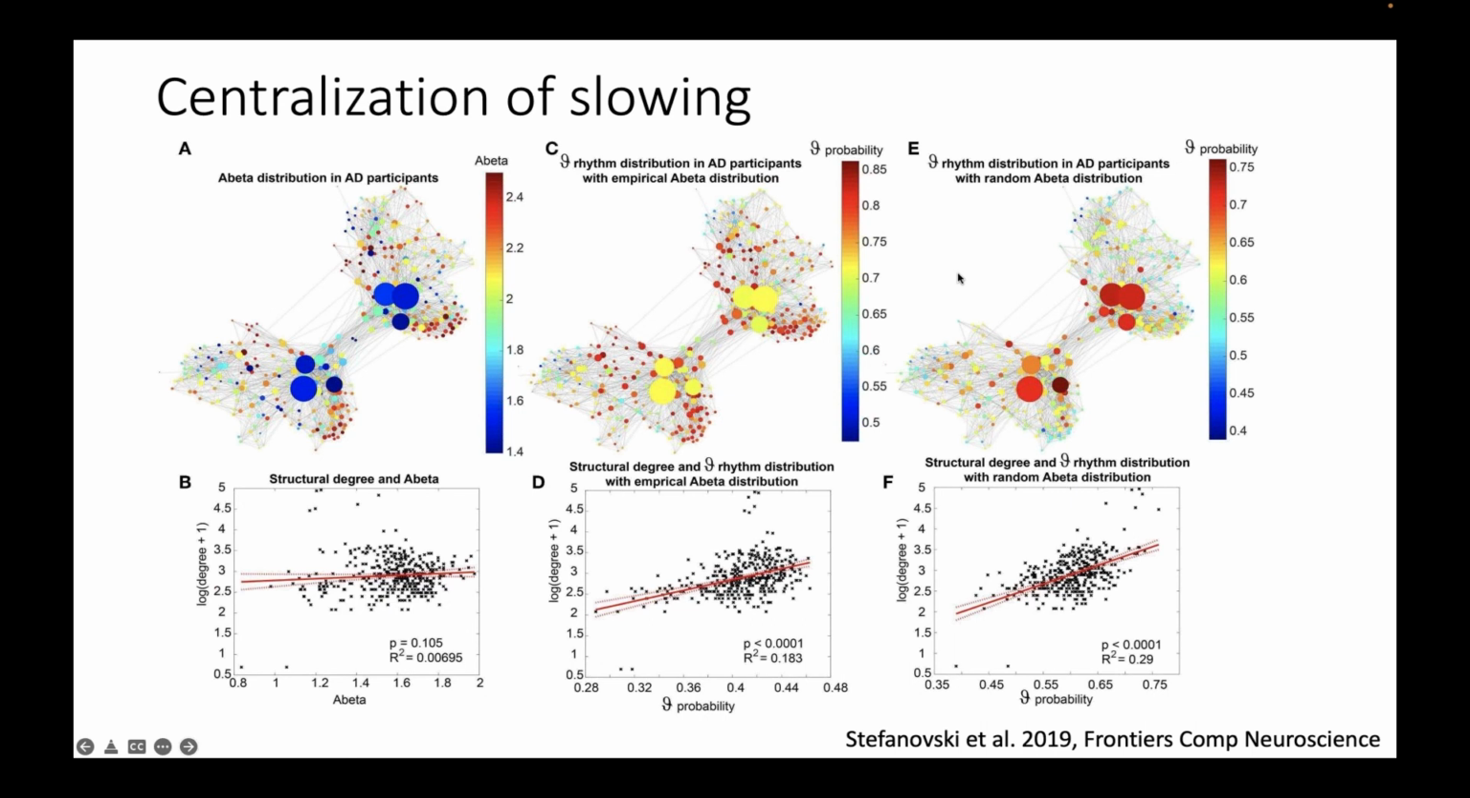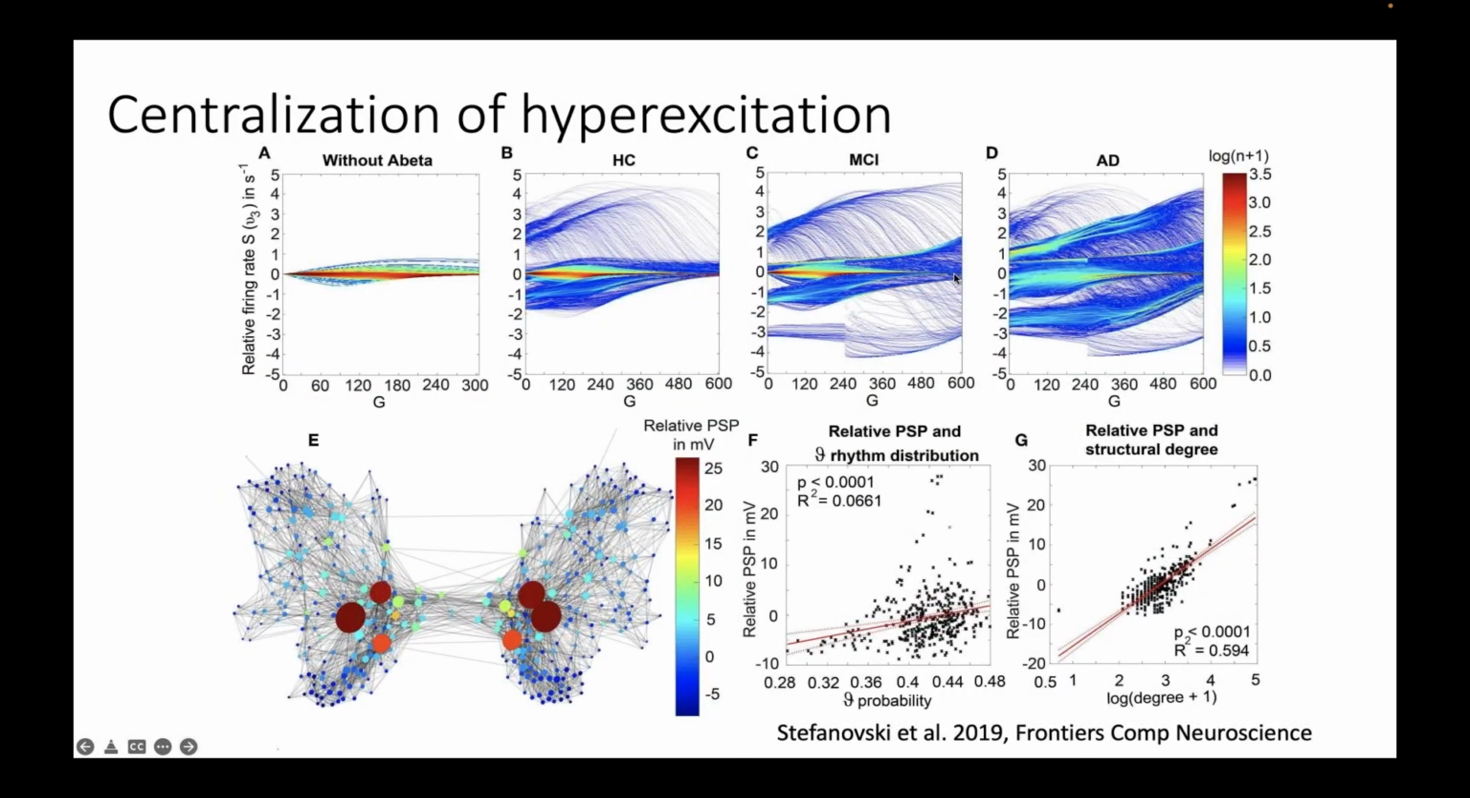And this is very interesting, because we saw the same phenomenon for the hyperexcitation. So here we just look at the relative firing rates, relative to the baseline firing rate of the brain. And without A-beta, there is not much heterogeneity in this model. And then you see when we introduce amyloid, we get heterogeneity, but for healthy controls and MCI patients, we see, okay, most of these regions still are at the baseline, so not much hyperactivity and hypoactivity taking place.